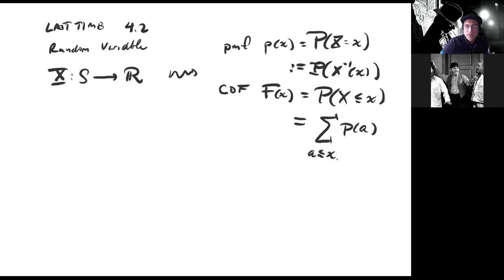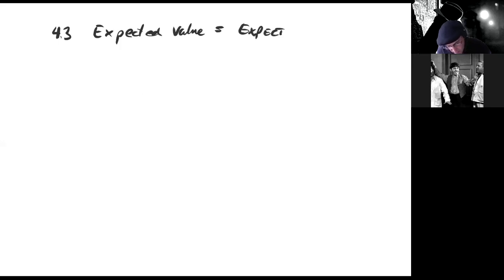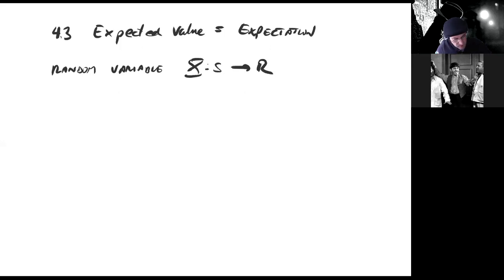And today I want to talk about the notion of expected value. Okay, so 4.3 is expected value, also known as the expectation. It is a number that you associate to a random variable. So you start with a random variable. And again, all our random variables in this section are discrete. That's a function, again, from the sample space to the real numbers.